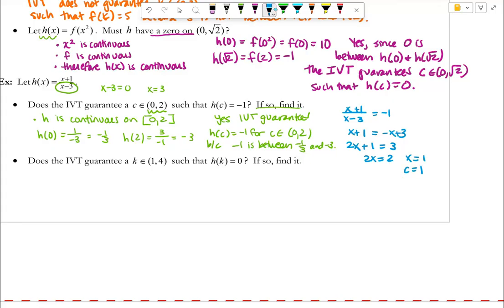And maybe I should have used c's and not x's there. So yeah, there is a value of c where this happens. It's when c is equal to positive 1. H of 1 is negative 1.